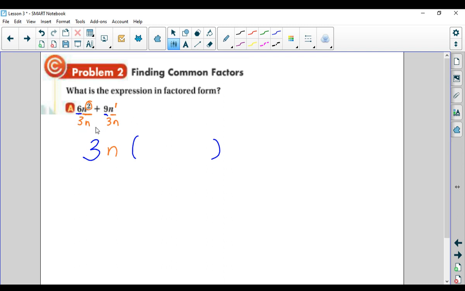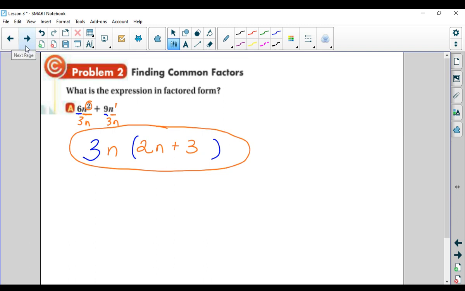So 6 divided by 3 is 2. I had 2 n's, but I gave it away, so that left me 1 n. Positive 9 divided by 3 is 3. I had an n and I gave it away, so I don't have an n anymore. And so this will be my final answer. And you've got to make sure that you always check for GCF. GCF is like one of those factoring techniques that you just have to check for over and over. Every factoring problem.